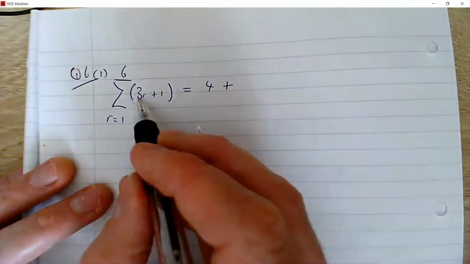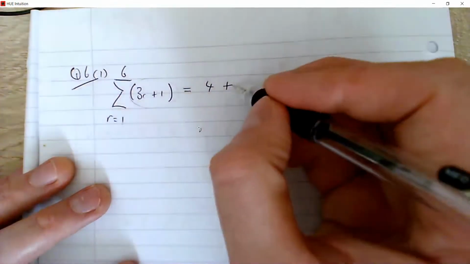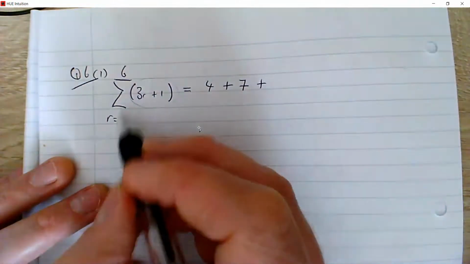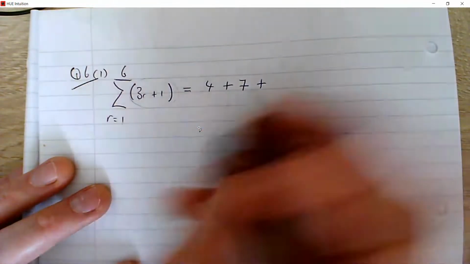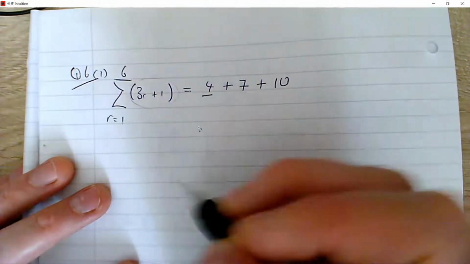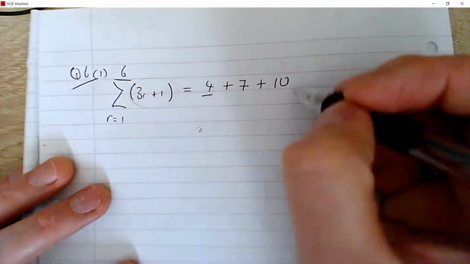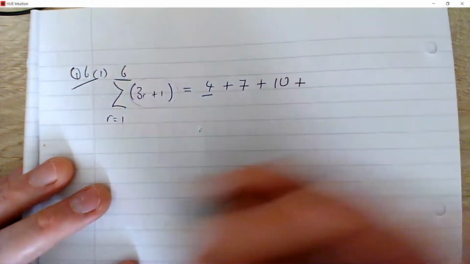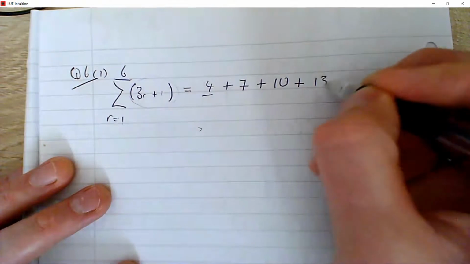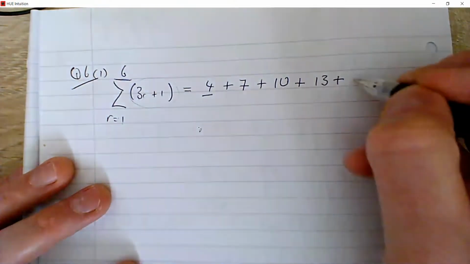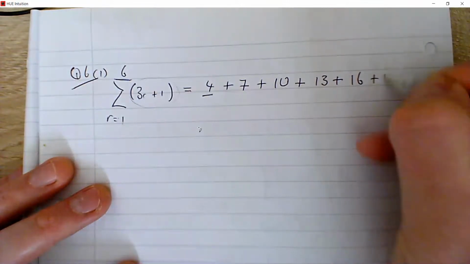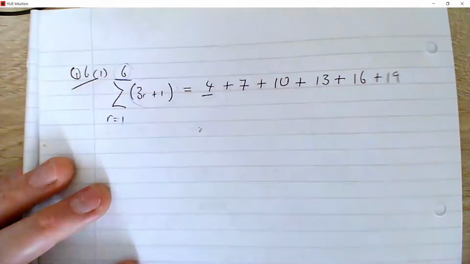When r is 2, this is 3 times 2, 6 plus 1 is 7. Okay, when r is 3, this is 3 times 3 plus 1, which is 10. You can see this is first term a, common difference 3. When r is 4, 3 times 4 is 12 plus 1, that's 13. When r is 5, it's going to be 16. When r is 6, it's going to be 19. Okay, and that's as far as you want to go, 19.